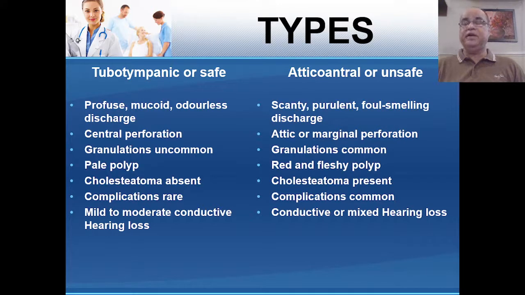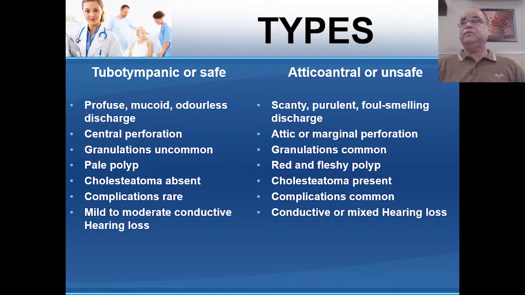our whole topic is covered. These two types, tubotympanic and atticoantral, this is the comparison. Of course, in both diseases there will be ear discharge, but in tubotympanic, the discharge will be profuse, mucoid, odorless, and copious in amount. In contrast, the discharge in the atticoantral type will be purulent and foul smelling, and scanty in amount. It may sometimes be blood stained.